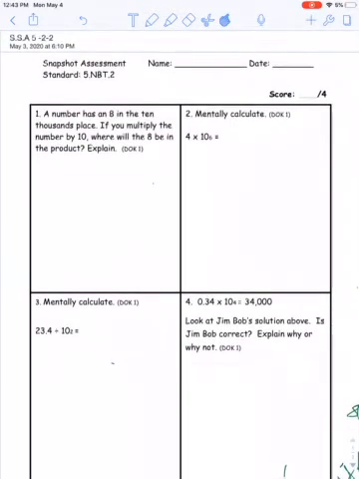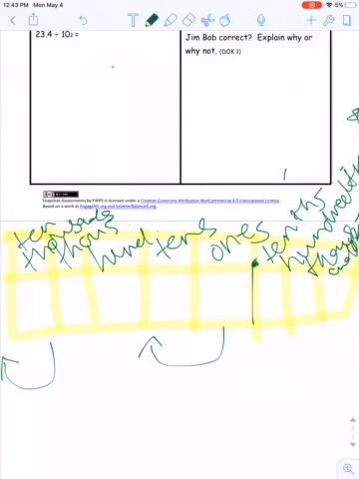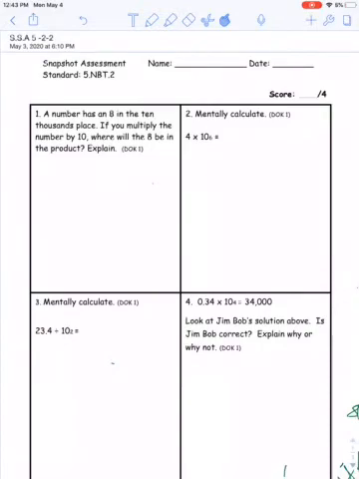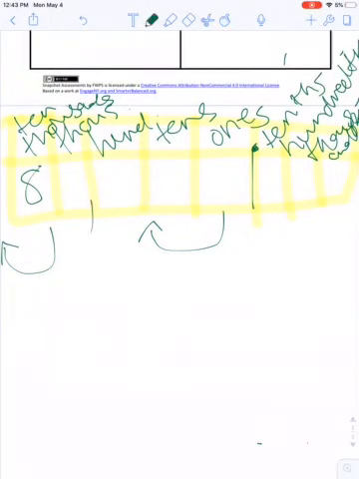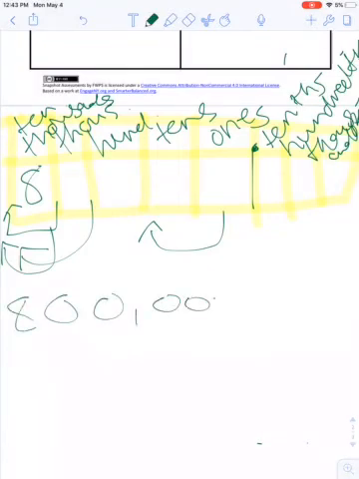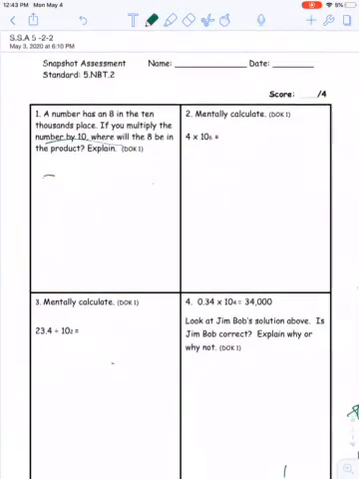All right, let's get started. A number has an 8 in the 10,000s place. So let's put it. If you multiply the number by 10, where will the 8 be in the product? Multiplication means the number is getting bigger, which means that the number needs to be moving this way. If it's 10, it has 1 zero, means it's moving one spot over. So it is now going to be in the hundred thousands place, meaning the new number is 800,000, and the 8 will be in the hundred thousands place.